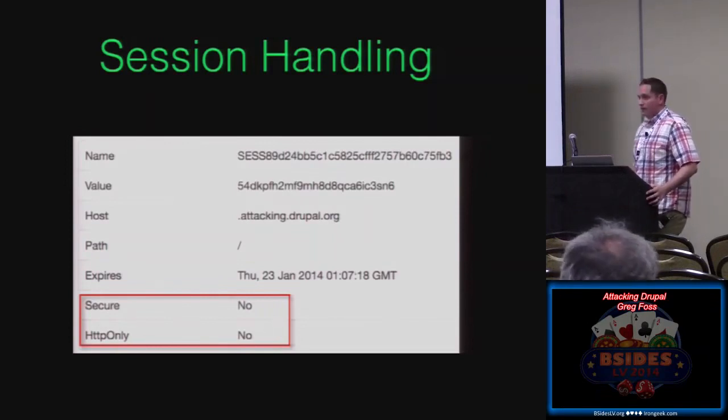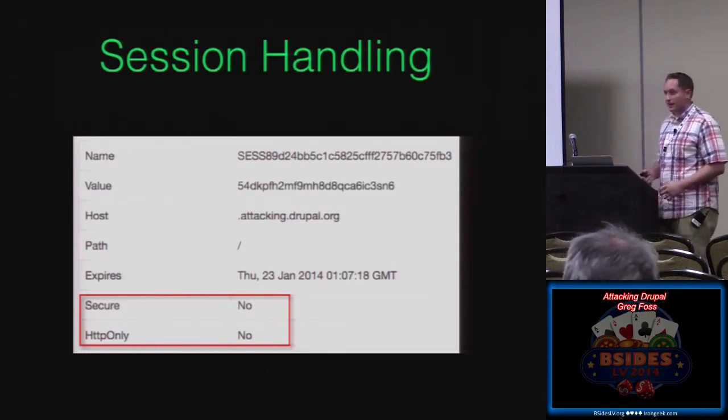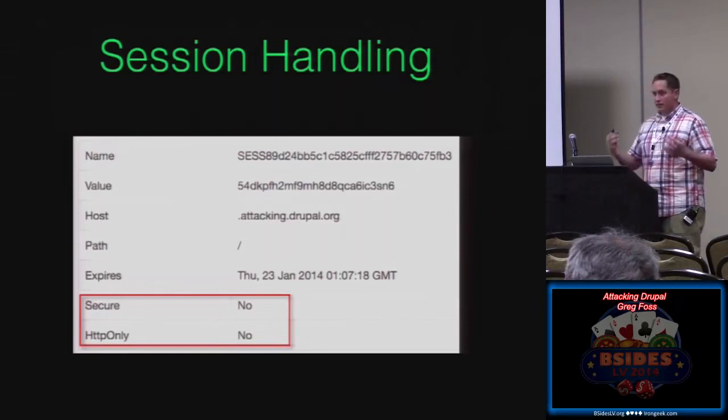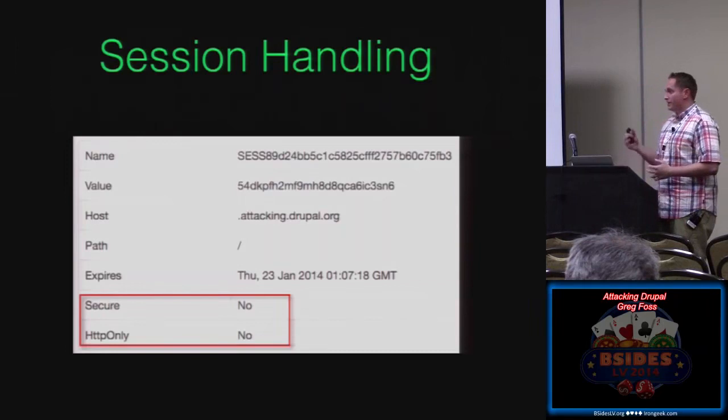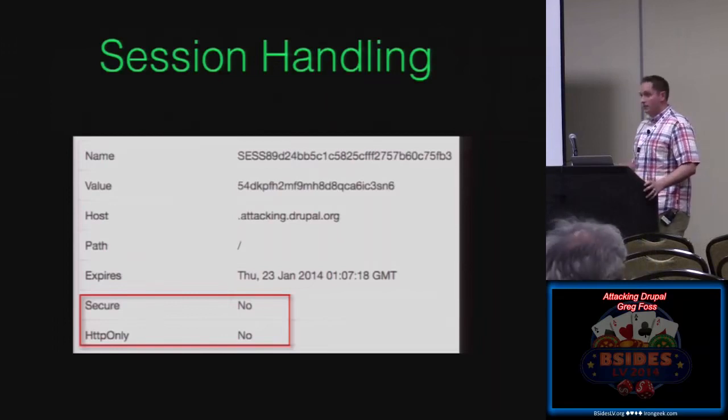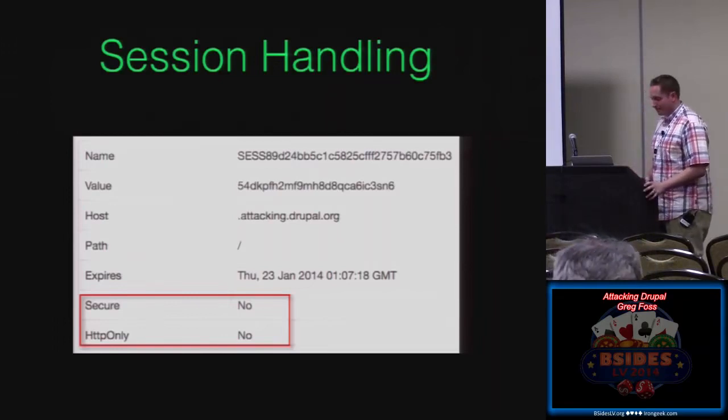Drupal 7, though, actually does set the HTTP only flag by default, so that's pretty good. And it's supposed to set the secure flag, but in every implementation I've seen, it has not actually been set. It's usually because they set them up in clustered environments. They'll have like 10 sites running on one server, and setting the secure flag for one site will break the other ones and vice versa. So oftentimes you'll never see the secure flag set.